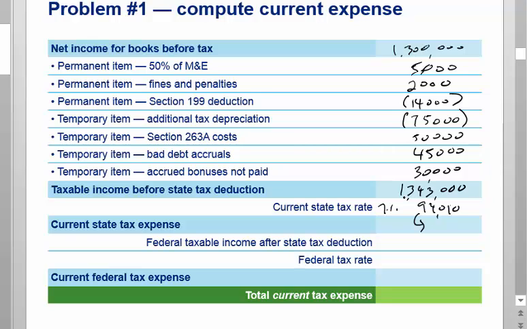Okay, so our federal taxable income after our state deduction. So if I take my 1,343, and Megan, am I going to deduct the 9,410, or am I going to add the 9,410 back? Deduct. So 1,343 minus 9,410 is? 1,248,990. My federal rate's 35%, so what's 35% of that? 437,147. Okay. So what is my total current expense, Sri? Tell me in words, don't tell me the number. It's the state plus the federal, right? It's the 9,410 of state plus the 437 of federal. So the sum of those two is?